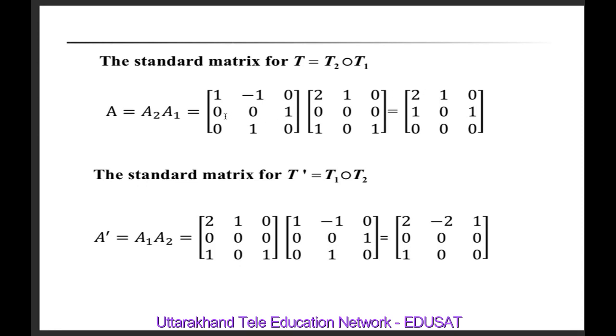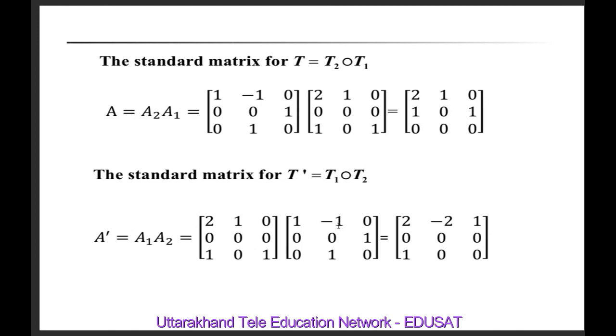Similarly, we find the first element of the second row by multiplying the elements of the second row with the first column and then adding the resulting products. So we can write the multiplication of the two matrices like this. The standard matrix for T' equal to T1 of T2 is A1 A2. A1 is 2, 1, 0; 0, 0, 0; 1, 0, 1.